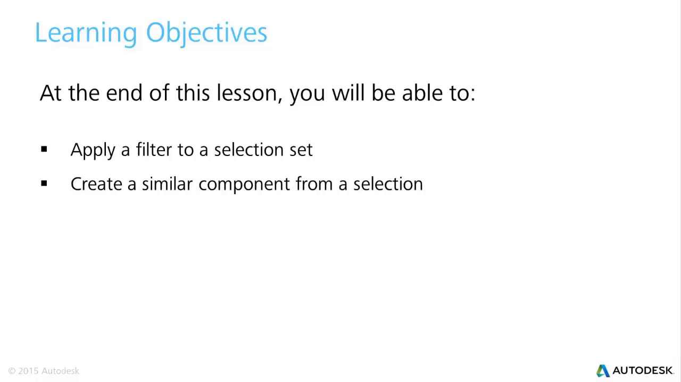Now let's look at the learning objectives for video 2. In this exercise, we will explore ways of accessing tools within Revit related to specific tasks through contextual ribbon tabs. We will look at two specific examples. The first example is applying a filter to an existing selection set in the Canvas window for model-based objects. In the second example, we'll take a look at creating a similar model-based component from an existing selection set. Let's get started.